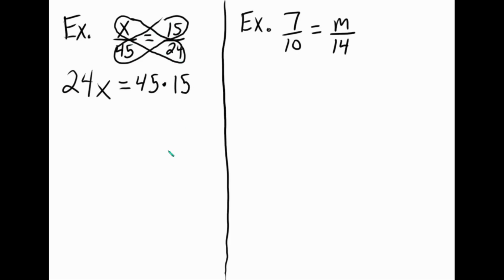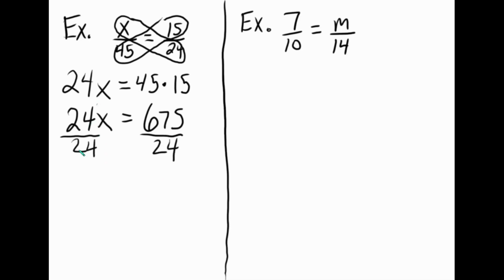Now, I still want to go ahead and solve for x to get the solution to this proportion. So I need to go ahead and multiply 45 by 15. When I multiply these two values together, 45 times 15 gives me 675. Bring down my 24x. And now I'm going to go ahead and isolate for x. So I'm going to divide this side by 24 and this side by 24 as well. So 24 divided by 24 will cancel, leaving me just x. 675 divided by 24 will give me 27.